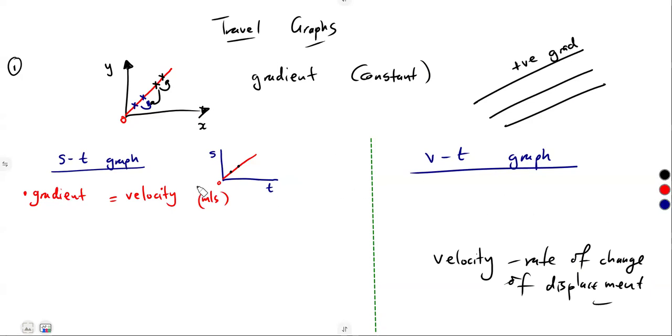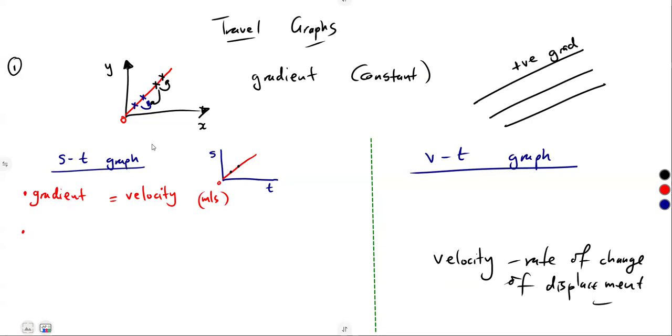And that is the gradient, which we are saying is a constant. The gradient from a normal algebraic graph, a straight line like that, we understand that the gradient is the same. But that gradient represents velocity.